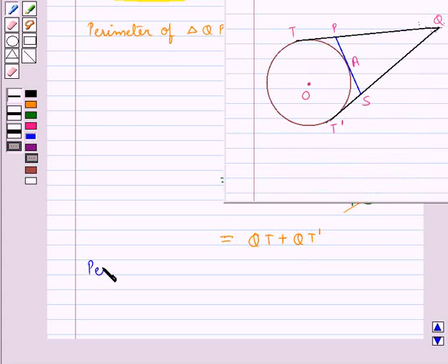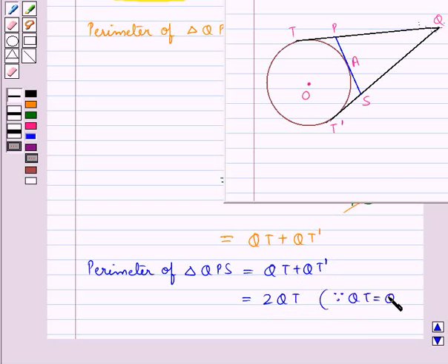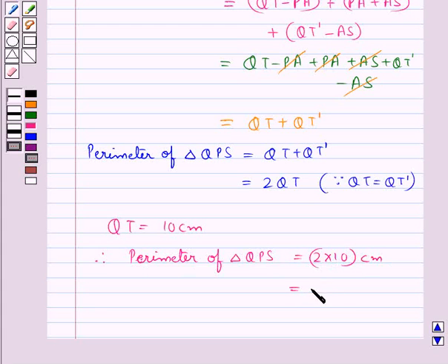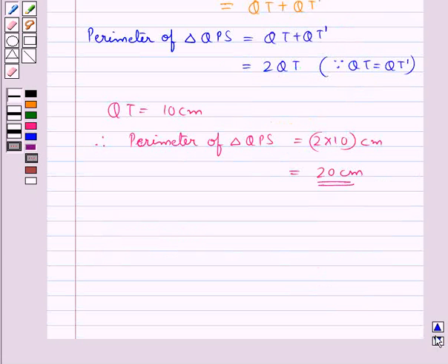So we have the perimeter of triangle QPS is equal to QT plus QT dash, and this is equal to 2 times QT, since we know that QT is equal to QT dash. And we are given that QT is equal to 10 centimeters. Therefore, we get the perimeter of triangle QPS is equal to 2 into 10 centimeters, that is equal to 20 centimeters. So, 20 centimeters is the required answer.